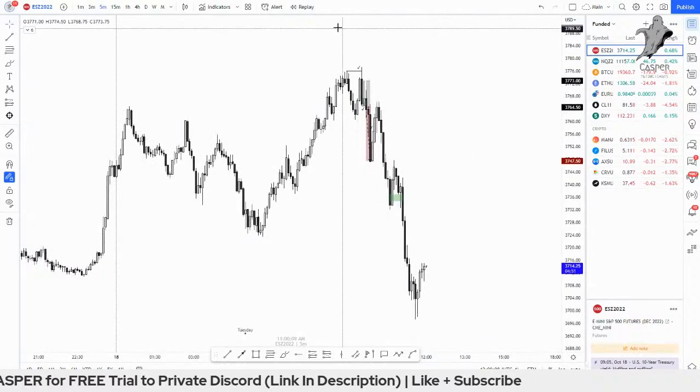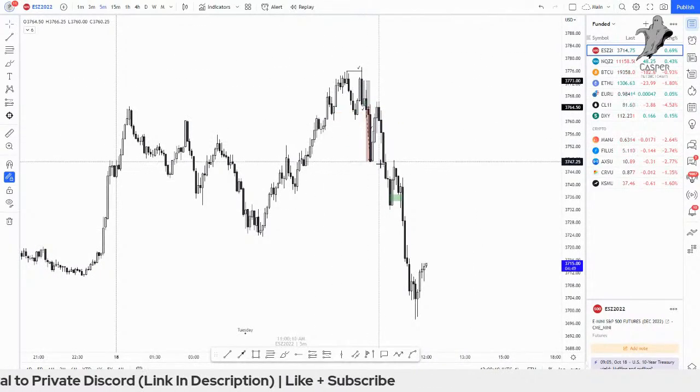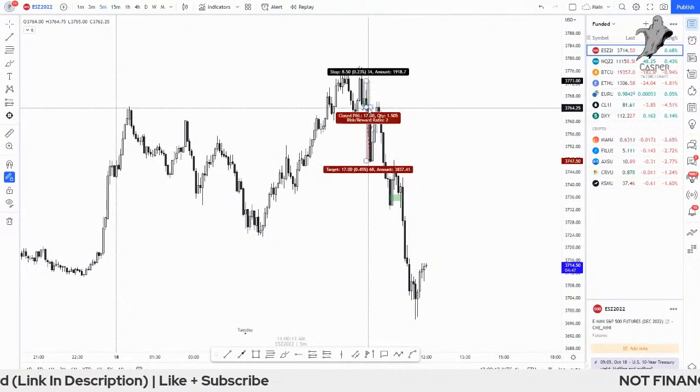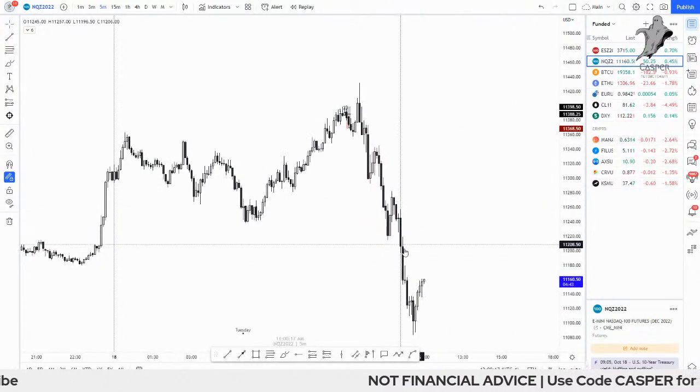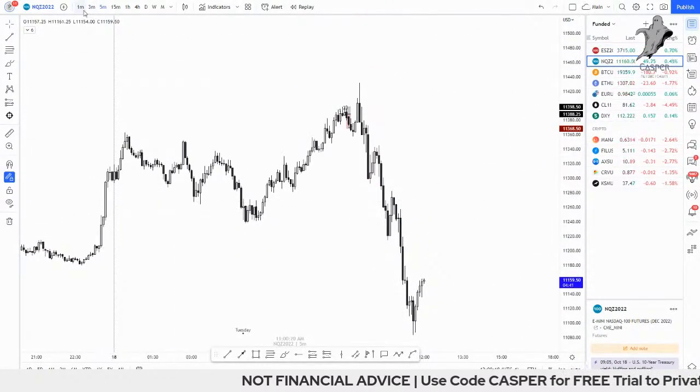I took a trade this morning on the S&P, RIP for not holding, but I've been trying out this 2R fixed. And then we're going to go over a loss that we took together on the NASDAQ.